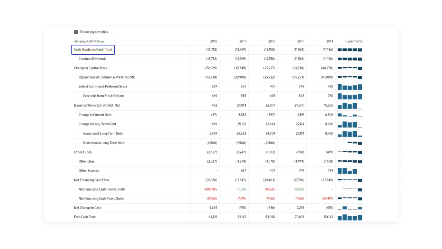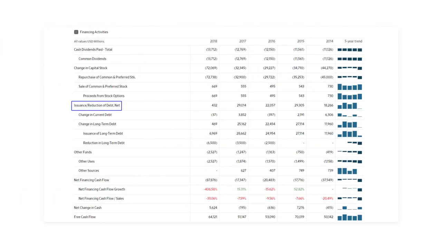Financing activities is a section of a company's cash flow statement that shows the cash flows that are used to finance a company. Financial activities include operations with debts, stocks, and dividends. Cash dividends paid is the amount paid in the form of dividends. Change in capital stock, the amount of income from the sale of shares and the cost of their repurchase.